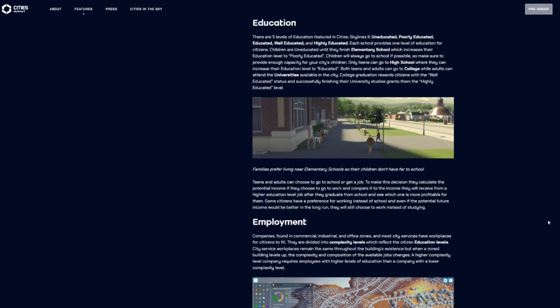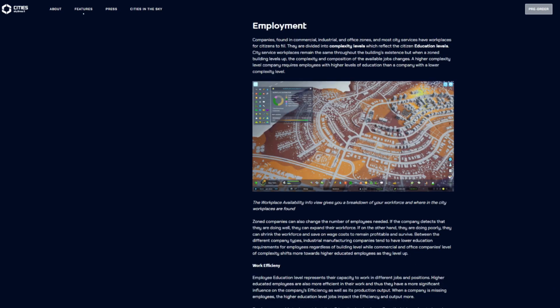Cool, that all makes sense. Kind of like in the real world, and I like there's some variation to it. It's not like everyone's just going to go through college and everyone's going to go to university. You'll have all the different classes within your city, just as you should. And then we get into employment.